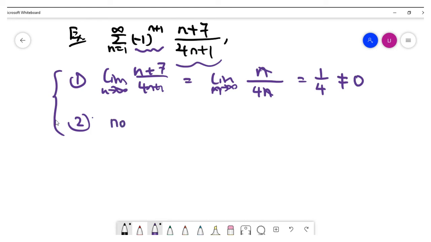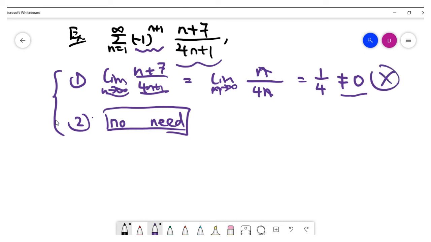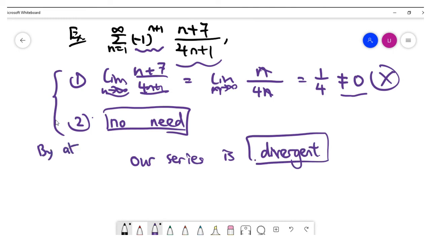And please think about it here. I don't think we need to check the second condition. We don't need it at all, because the limit of this term is non-zero. It's basically the same idea as the n-th term test, right? It gives us a sense that whenever condition 1 is false, our alternating series is divergent. So this is by our alternating series test. Anyway, this problem is fairly easy. When you check the limit of this term, it is non-zero, then we can claim it is divergent.